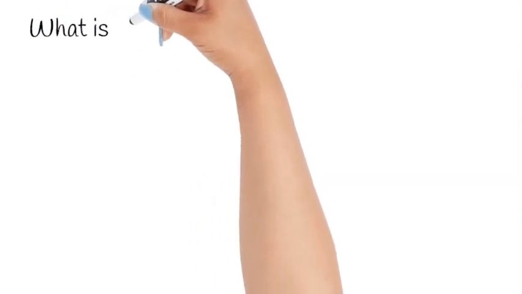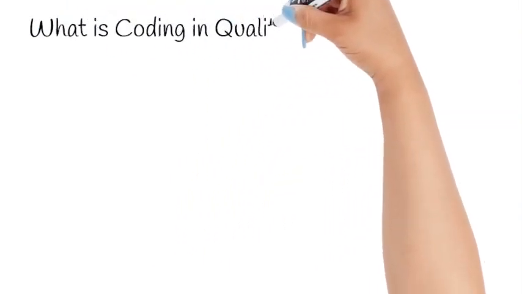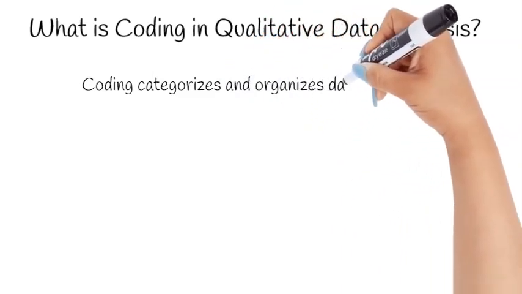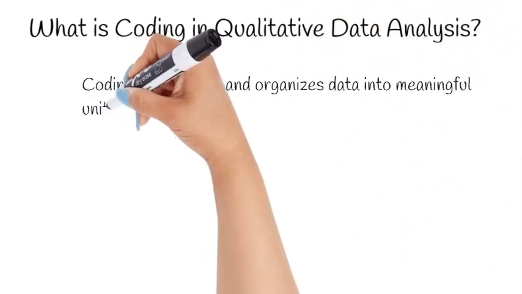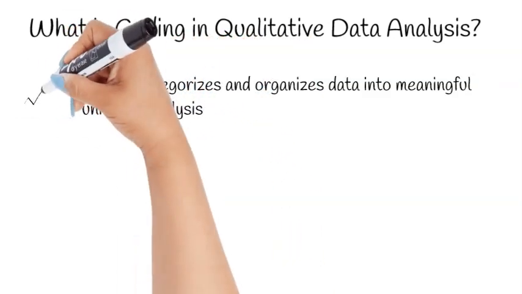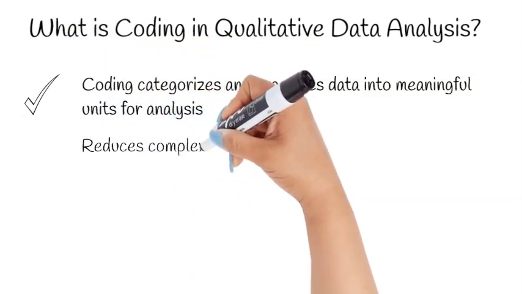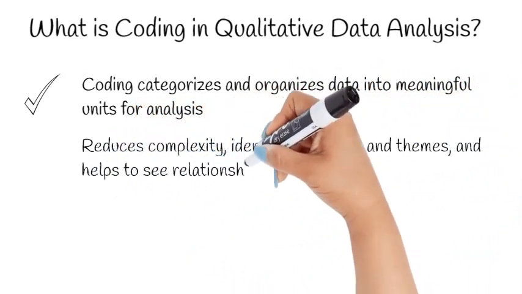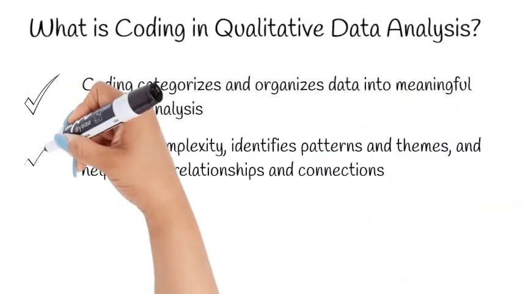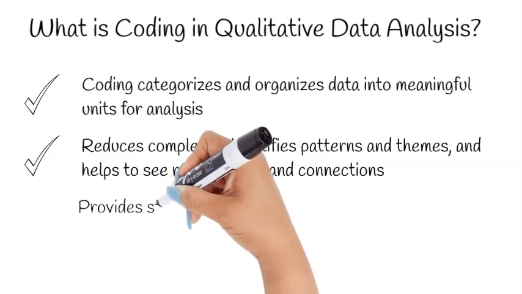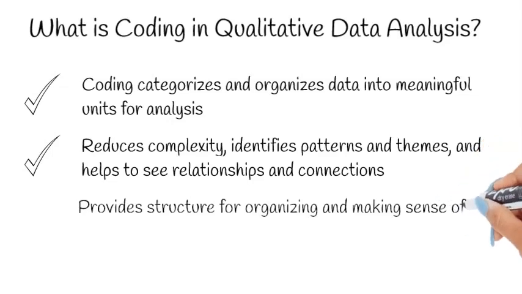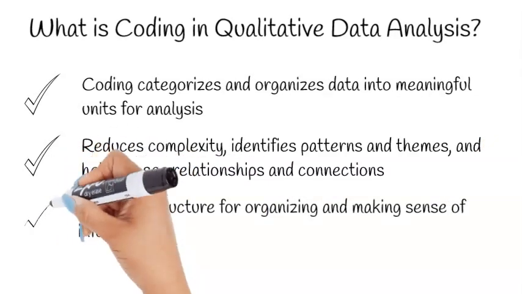So, what is coding? In qualitative data analysis, coding categorizes and organizes data into meaningful units for analysis. It helps to reduce the complexity of the data, making it easier to identify patterns and themes. By breaking down the data into smaller, more manageable units, you can start to see relationships and connections between different pieces of information. Coding provides a structure for organizing and making sense of the information you have collected, which is essential for conducting thorough and rigorous data analysis. It can help you identify patterns and themes in the data, inform your analysis, and provide a foundation for your findings.